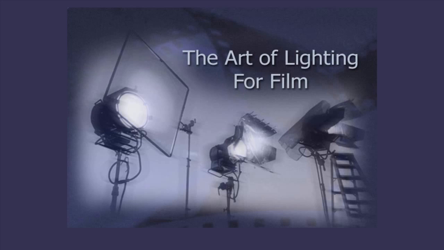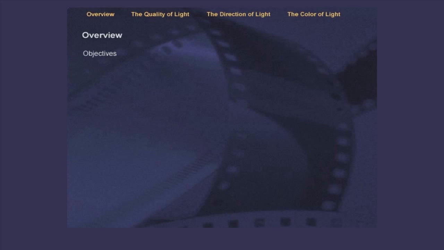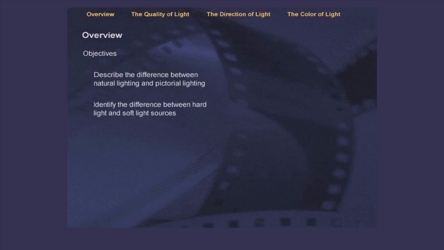If this is the first time you are taking this course, we recommend you begin by clicking on the Using This Course button. If you are familiar with the interface and know how to navigate through the program, make any selection of your choice. At the completion of this topic, you'll be able to describe the difference between natural lighting and pictorial lighting, identify the difference between hard light and soft light sources, and position basic light sources.